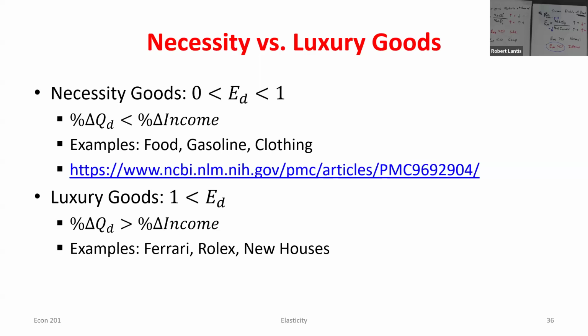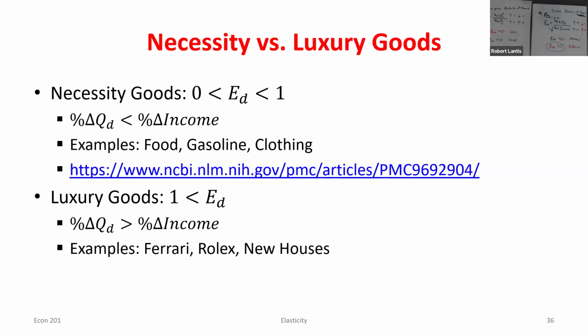So normal goods, we said the income elasticity would be positive. If we end up with an income elasticity between 0 and 1, we would call these necessity goods. So these are goods that, yes, when I have more income, I do want to buy more of them, but I just needed some base amount to survive. So even when I have more income, I'm not going to buy that much more.